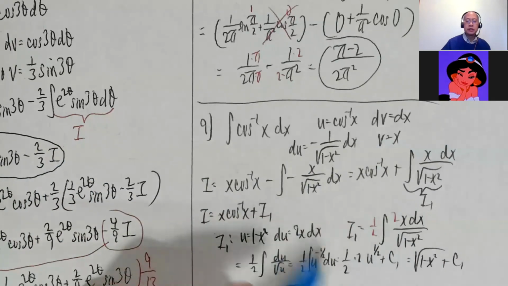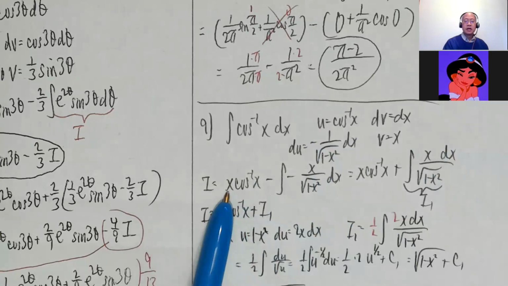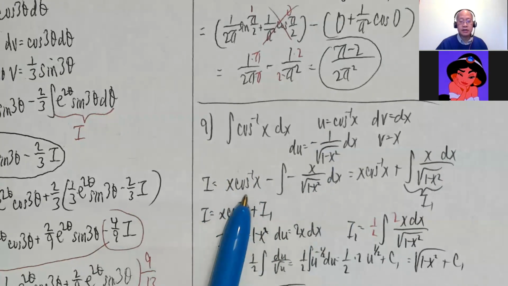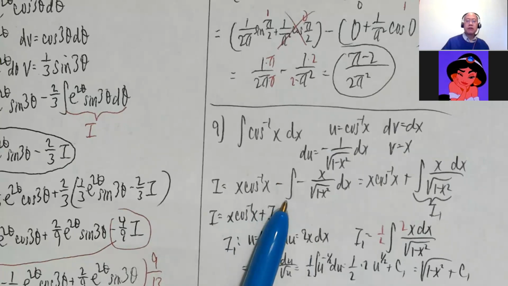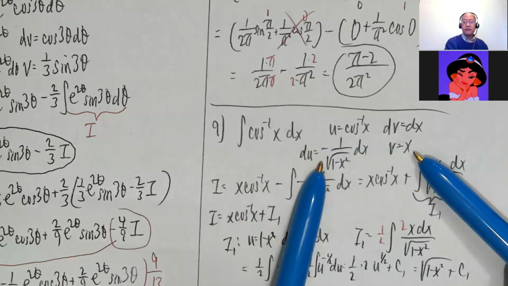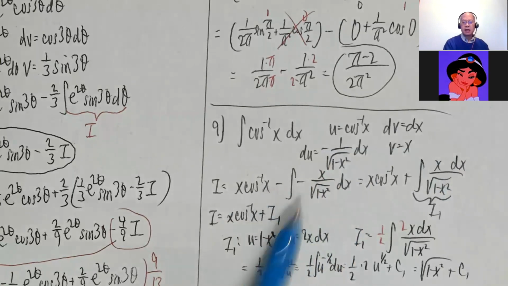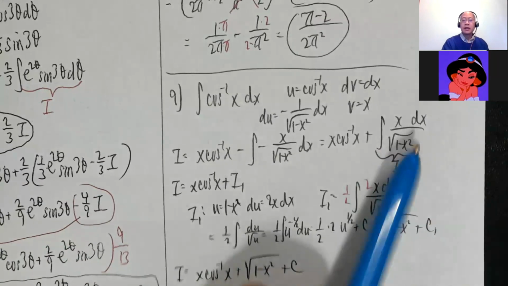All right, so I is uv, x inverse cosine x. Okay, you don't really mind how bad this comes out because you're not doing anything to it. You're not integrating it, you're not differentiating, you're just putting it. Minus the integral of v du, so that times x, negative 1 times x, negative x, over radical 1 minus x squared dx, double negative, right? So I get this, I leave this alone.